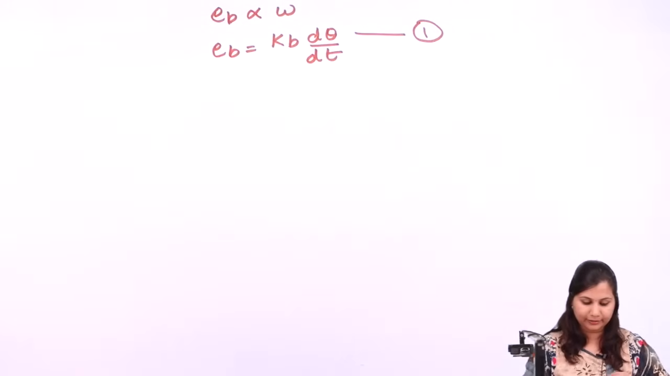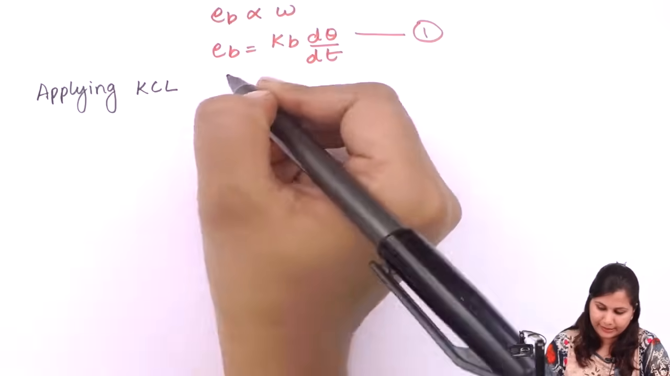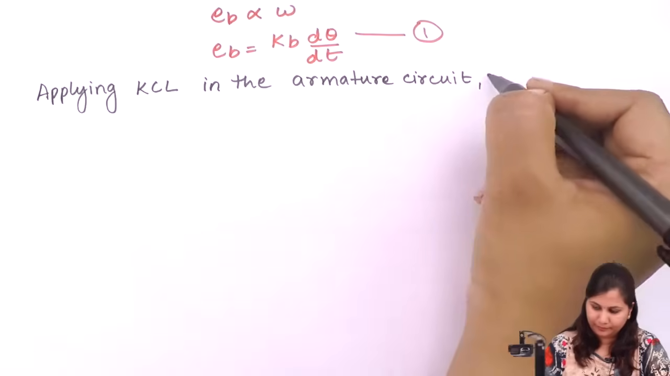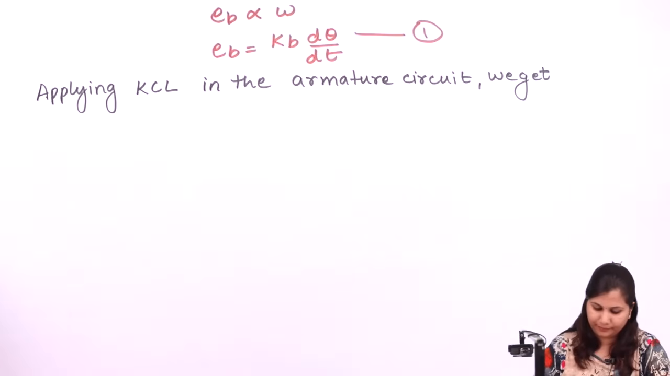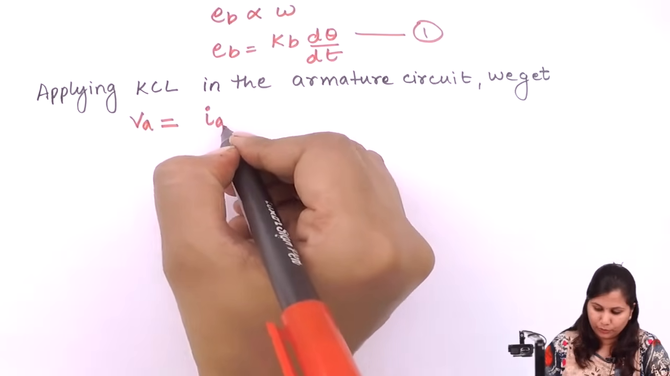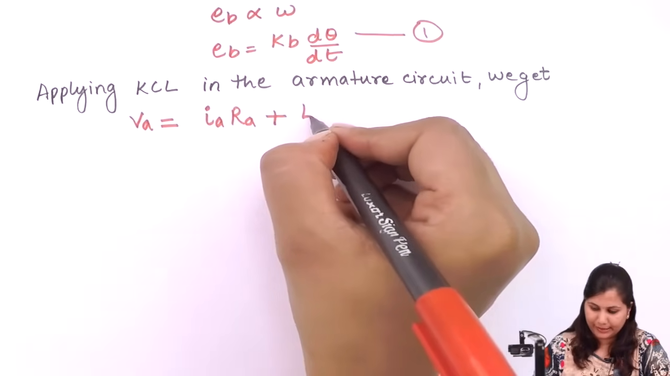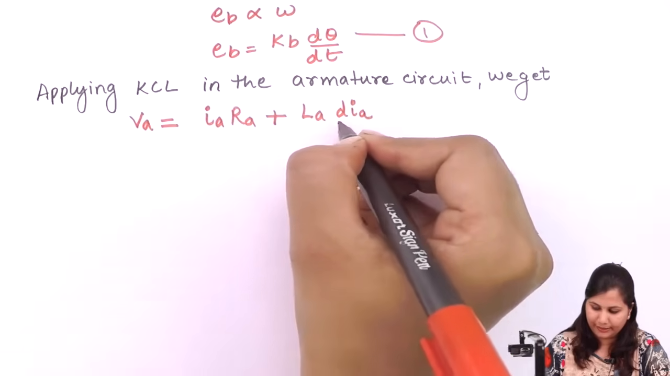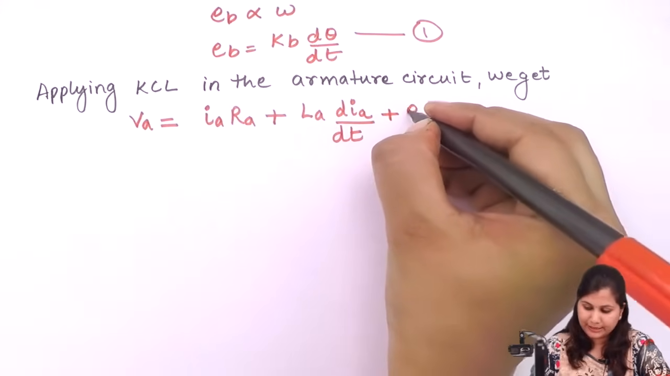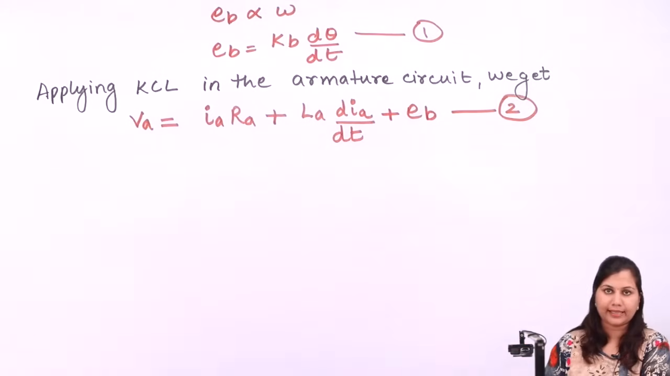So applying Kirchhoff's current law, that is KCL, in the armature circuit, we get VA, that is the armature voltage, is equal to the voltage drop across the resistance IARA plus LA DIA by dt, that is the voltage drop across the inductor, plus the back EMF. Okay, number this equation as second.